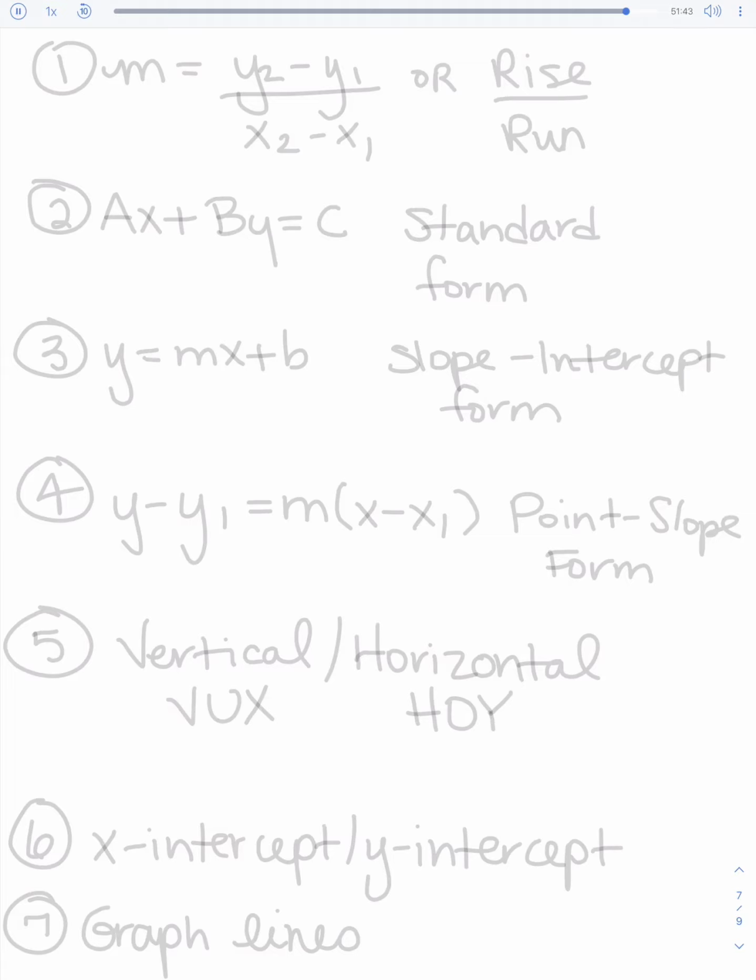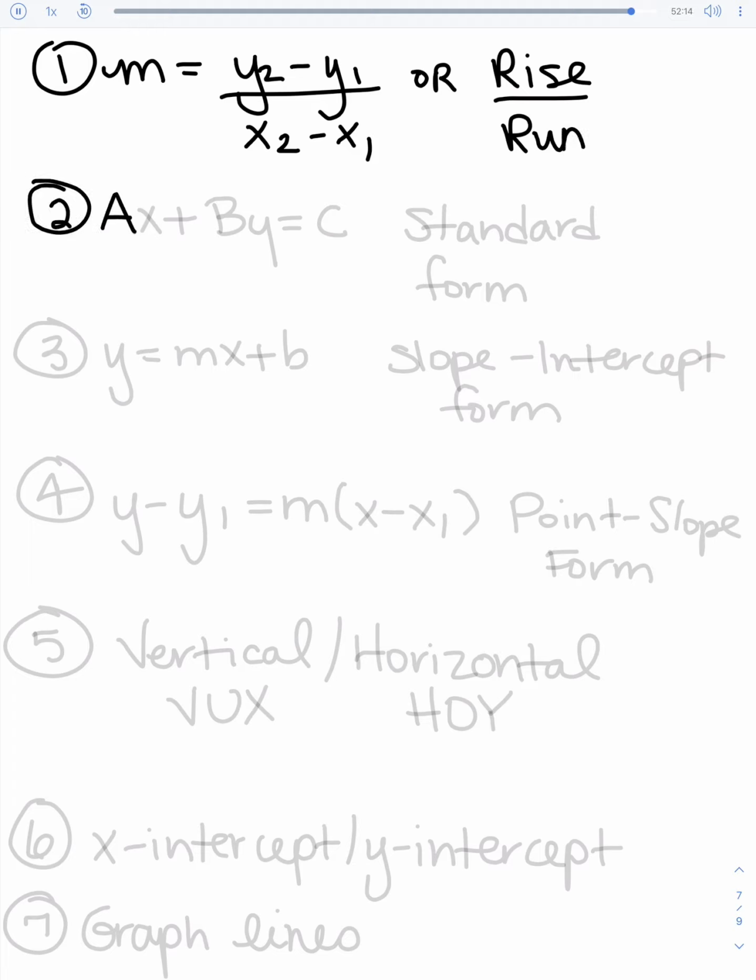So the problem with this chapter is there's a lot of information. We are not allowed to give you any formulas on any test or the final exam, so you need to have these memorized. We have our formula for slope: y2 minus y1 over x2 minus x1, or you can also look at it as rise over run.